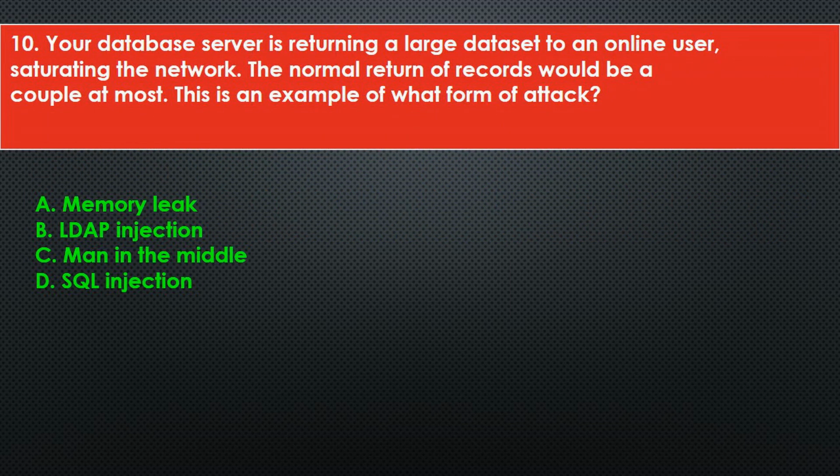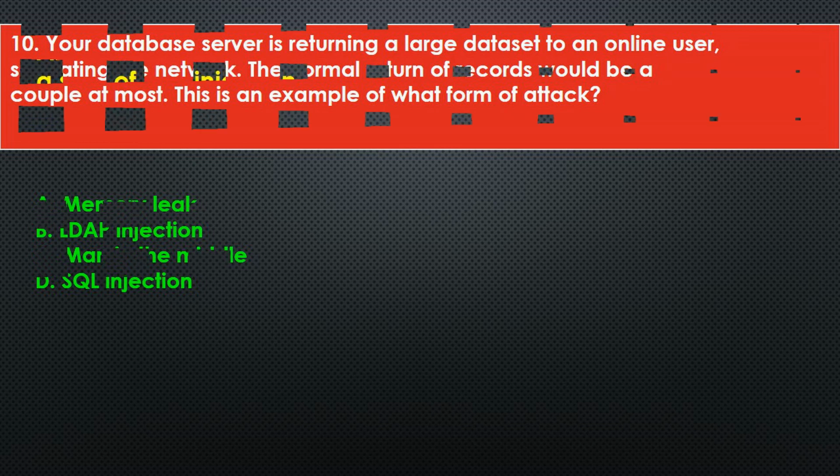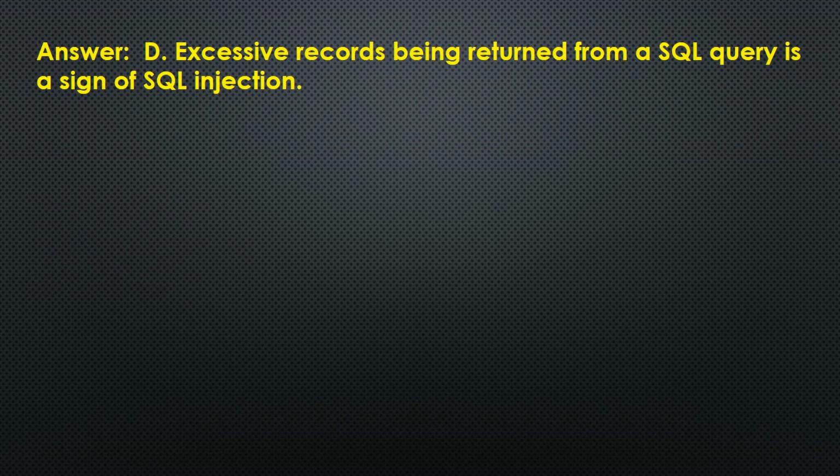10. Your database server is returning a large dataset to an online user, saturating the network. The normal return of records would be a couple at most. This is an example of what form of attack? A. Memory leak. B. LDAP injection. C. Man in the middle. D. SQL injection. Answer: D. Excessive records being returned from a SQL query is a sign of SQL injection.